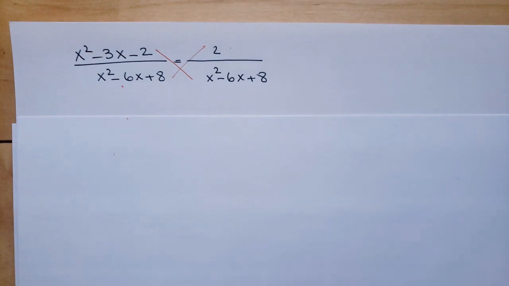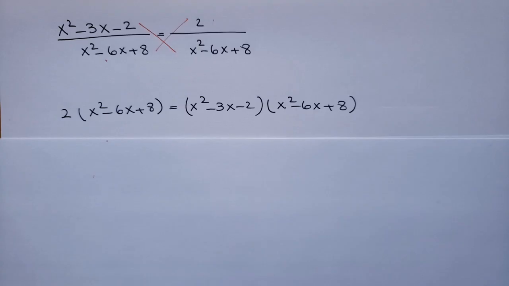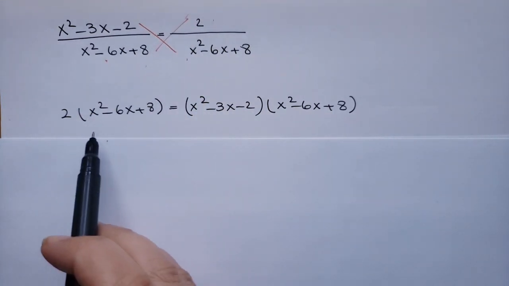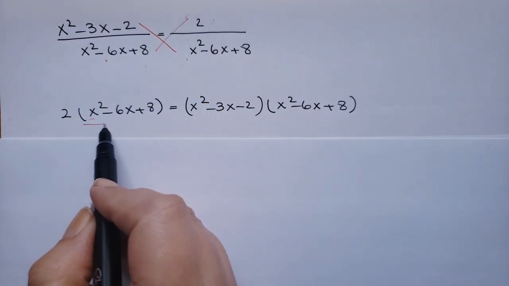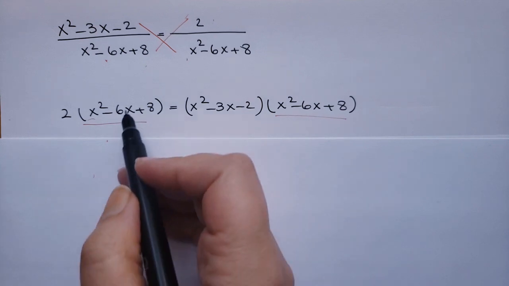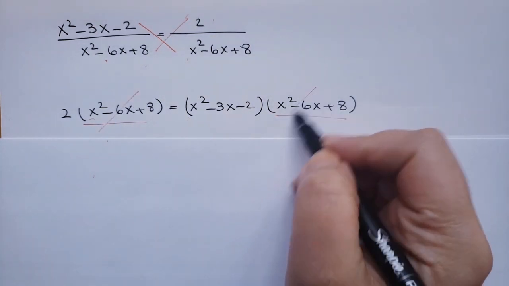Okay, so let's do it together. As you can see here, this multiplied by this equals this by this. But if you look closely, this is repeated, right? This is repeated on both sides. So I can easily divide both sides by this.